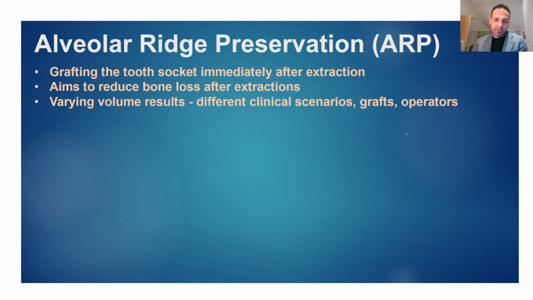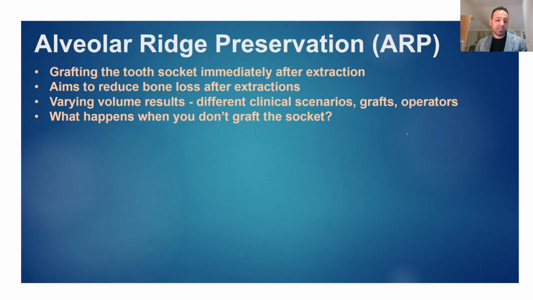Varying volume results have been reported with ARP, because really there are too many factors to account for. You've got different clinical scenarios. You've got an infected tooth, a fractured tooth, a multi-rooted tooth, a sclerosed root. You've got different types of graft material, which we'll talk about today, and you've got obviously different operators. So it's very difficult to draw conclusive results about the amount of buccal or vertical bone gain you will get with ARP procedures. What happens when you don't graft the socket?